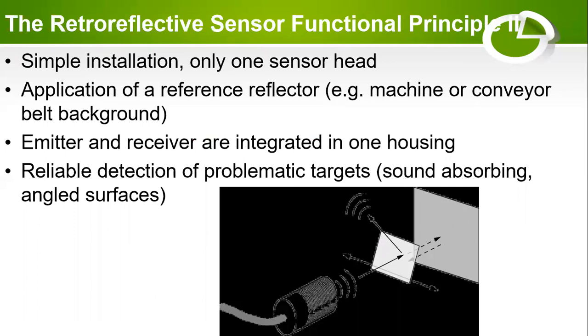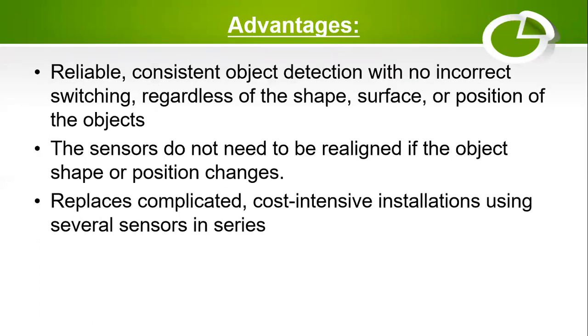The retroreflective sensor functional principle 2. Simple installation, only one sensor head, application of a reference reflector, that means a machine or conveyor belt background. Emitter and receiver are integrated in one housing. Reliable detection of problematic targets, that means sound absorbing or angled surfaces. Here we can see the advantages.